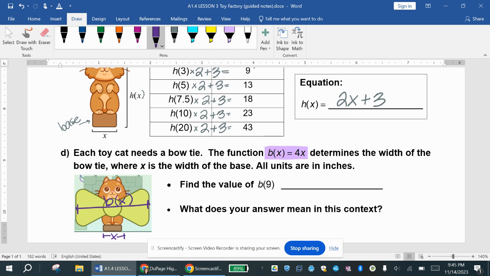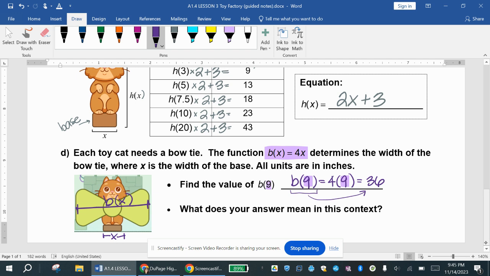They're saying find the value of b of 9. Okay, well, I'm going to take the function and replace all the x's with a 9. So that's my input value of 9. b of 9 is going to equal 4 times 9. Well, 4 times 9 is 36. So that means that b of 9 equals 36.